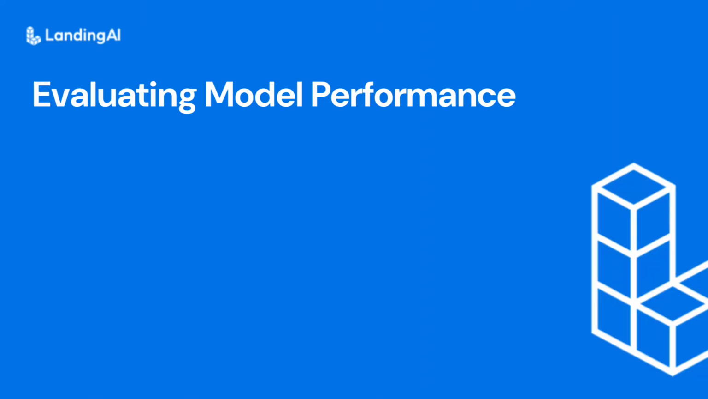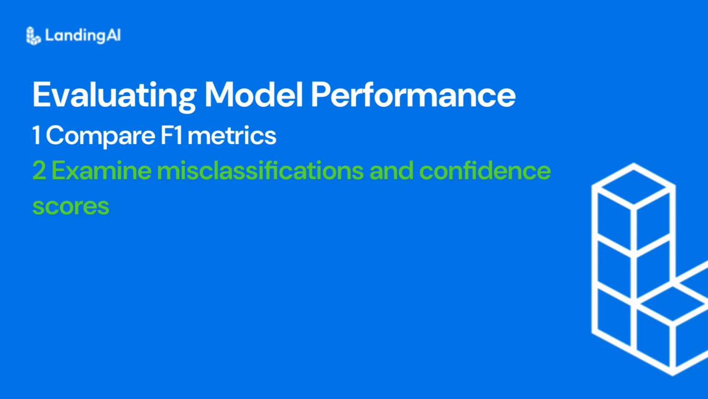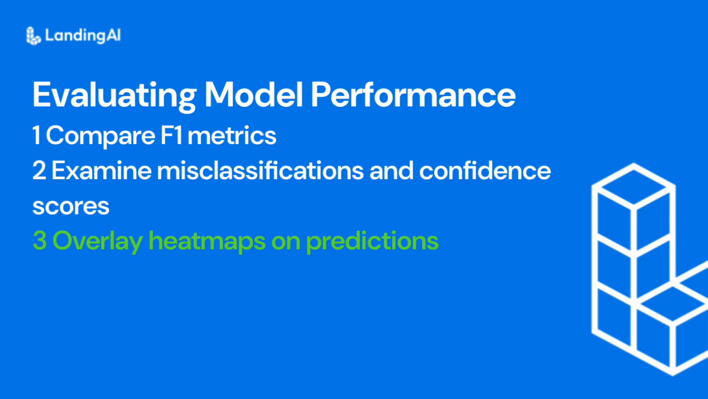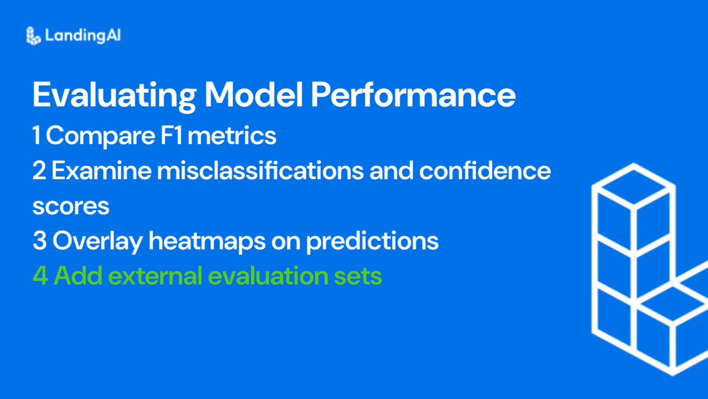To recap, we looked at 4 different ways of evaluating model performance. First, we compared F1 metrics in the model table. Second, we looked at the detailed performance report and examined the misclassifications and the confidence scores. Third, we overlaid heat maps on the predictions to convince ourselves that the model was looking at the right region of the image. And 4, we added an external evaluation set and calculated all of the metrics on each model against that set. Now you're equipped with multiple methods of understanding model performance in LandingLens on Snowflake.